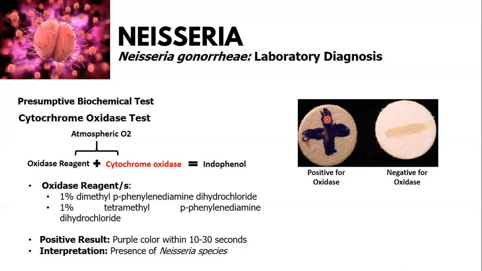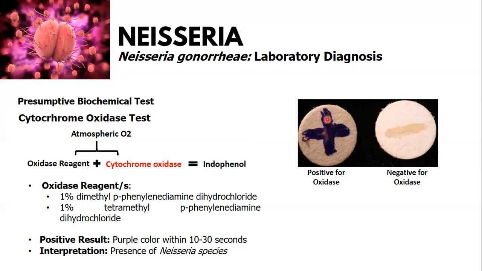Take note that we are still at the genus level, since all members of the genus Neisseria are oxidase positive. But it is good to know that we are now closing in on the isolation of Neisseria species and are eliminating other organisms that are also gram-negative diplococci.